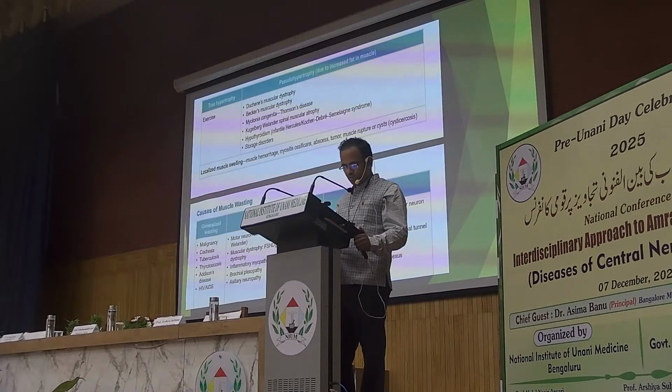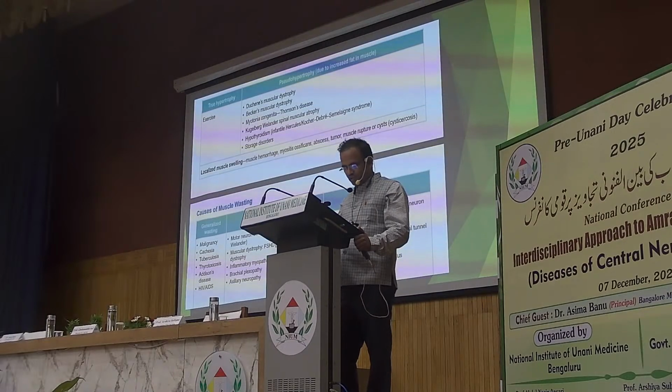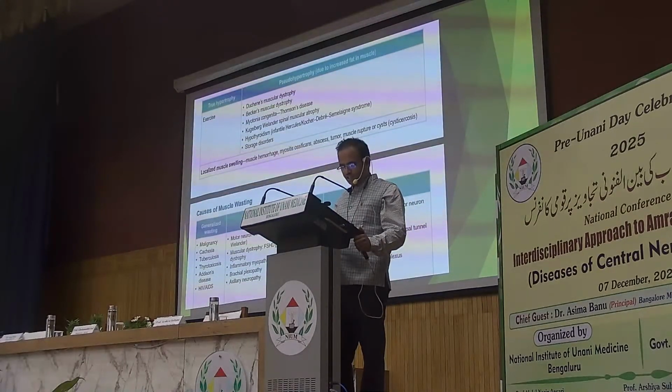So coming to the muscle wasting, it can be of three varieties. One is generalized wasting, where the entire body is affected. It usually happens in malignancy, TB, thyrotoxicosis, and of course AIDS. Coming to the proximal wasting, it is usually seen in motor neuron disease, inflammatory myopathy, axillary neuropathy, and facioscapulohumeral muscular dystrophy involving the muscles of the scapula and humerus. Distal wasting is usually seen in neuropathies, particularly anterior horn cell disease, syringomyelia, arthritis, and diffuse atrophy.